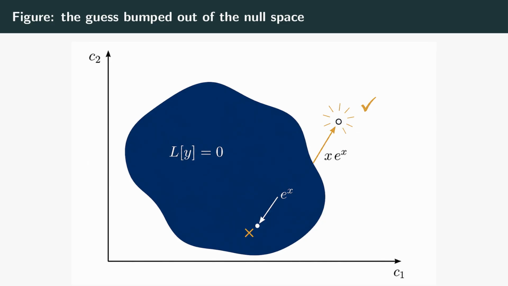If the root had been repeated, the region would be thicker in that direction, and we would need x squared to escape. That is the whole logic of the rule. Keep multiplying by x until your guess clears the homogeneous solutions.